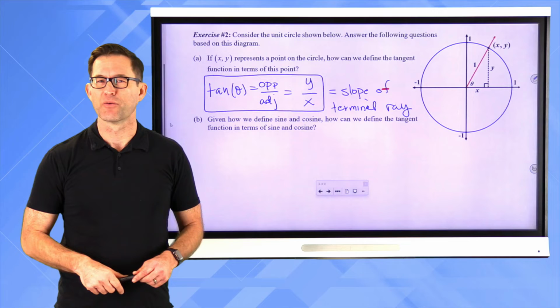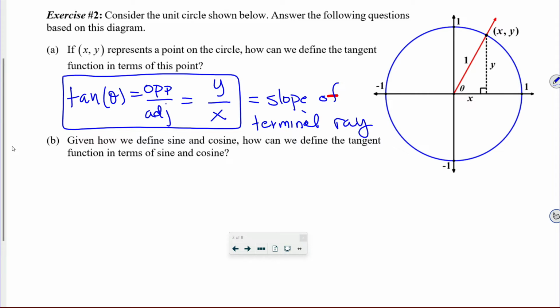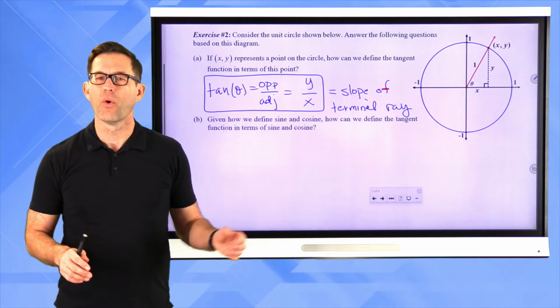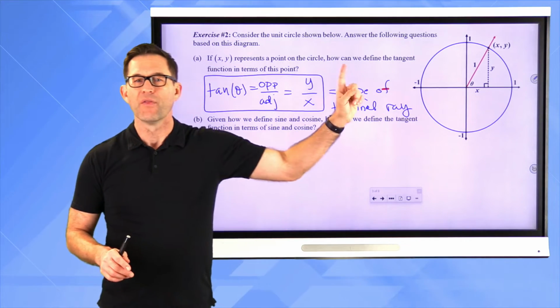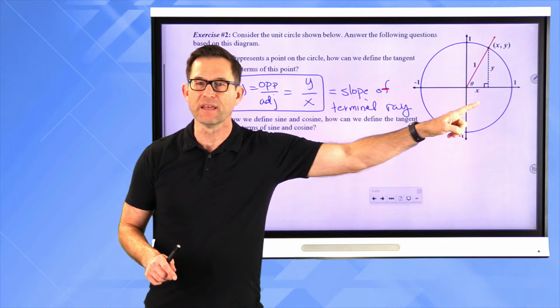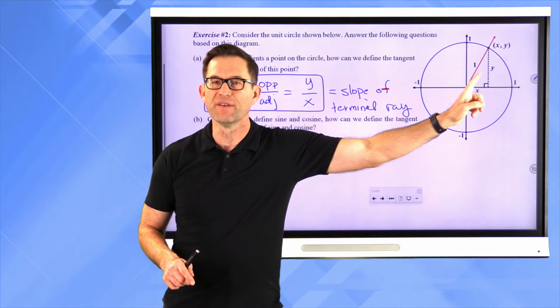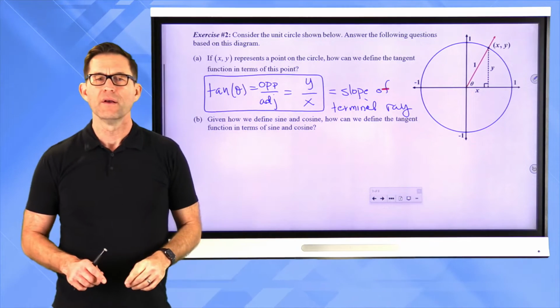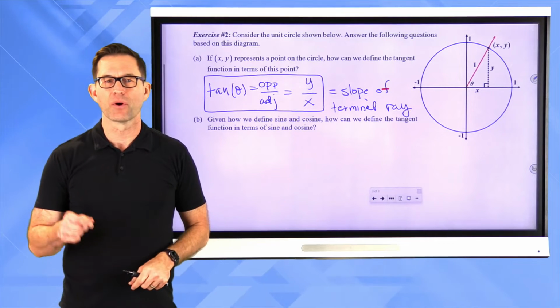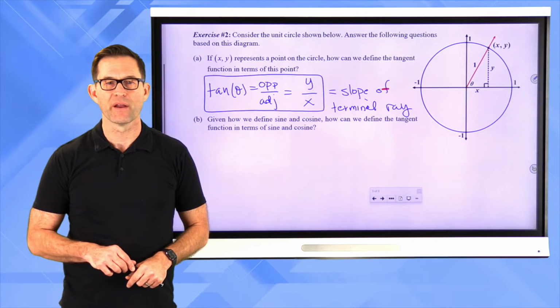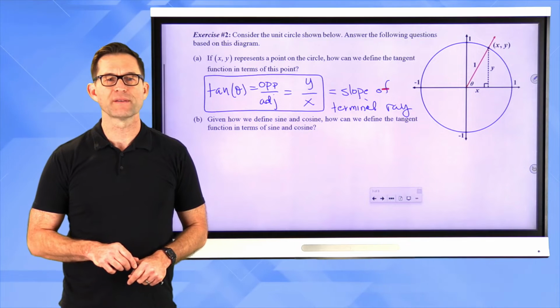Let's now take a look at letter B. Given how we define sine and cosine, how can we define the tangent function in terms of sine and cosine? All right, well, this is really cool. Remember, on the unit circle, the cosine of this angle is equal to x, and the sine of this angle is equal to y. So what is the tangent of theta in terms of sine theta and cosine theta? Pause the video now and see if you can write something down.